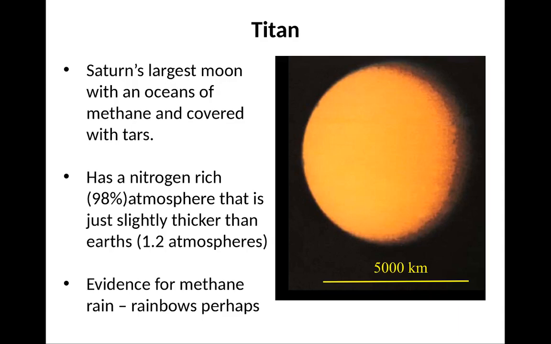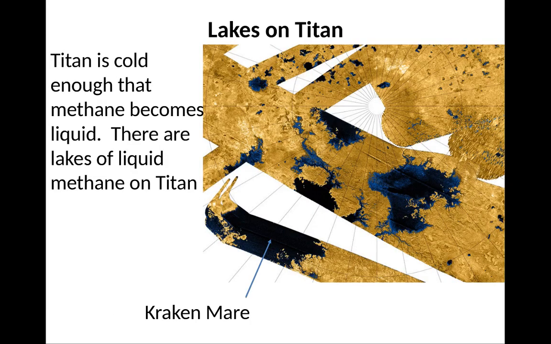Saturn has a large moon called Titan, and this largest moon, Titan, is filled with oceans of methane and covered with tar, right? It has an atmosphere which is very nitrogen rich, 98%, and is only slightly thicker than Earth, so 1.2 atmospheres, right? So there's evidence of methane rain on Titan, and so perhaps there's also rainbows as well, right? Titan is cold enough that the methane will become liquid. So there are layers of liquid methane on Titan.